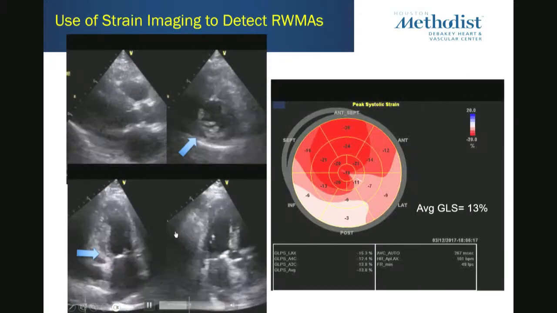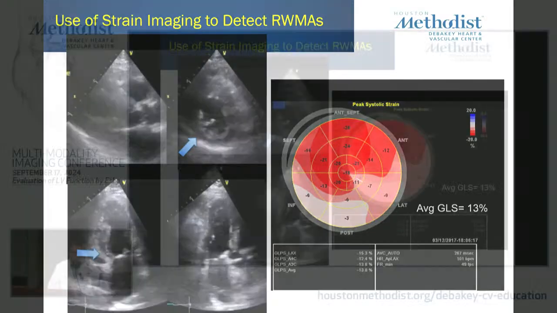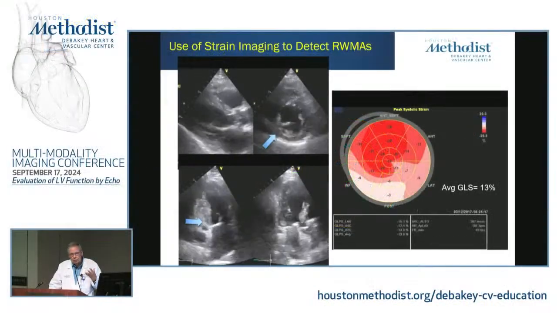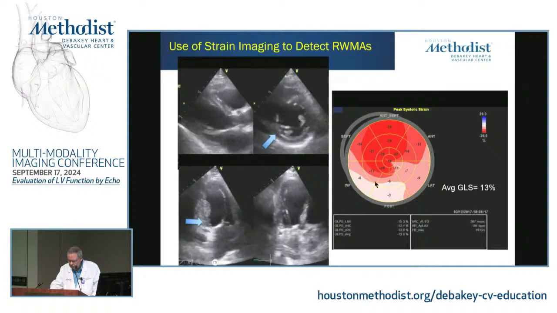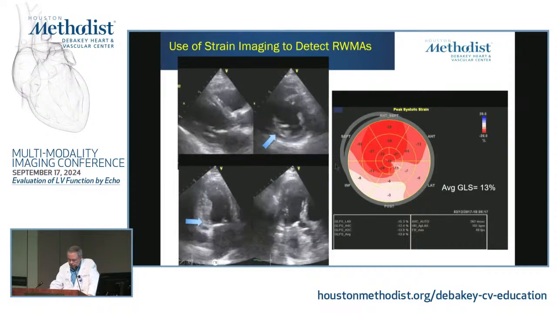So how does strain help us? Well, strain can help us by bringing to our attention that maybe something is going on that the eye didn't quite pick up. Is this area abnormal or not? Is this hypokinetic? Or is this just a little bit of heterogeneity of the inferior wall? Well, look at this regional strain. Very, very impressive in this territory. In fact, the strain was more impressive in terms of the regional component than the eye was.